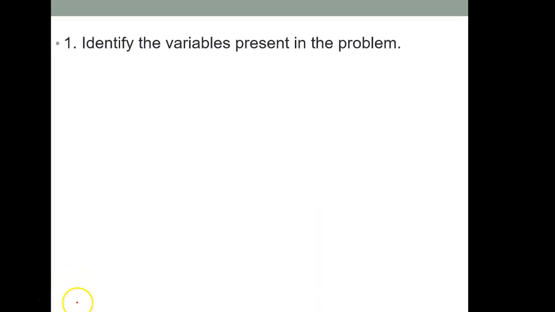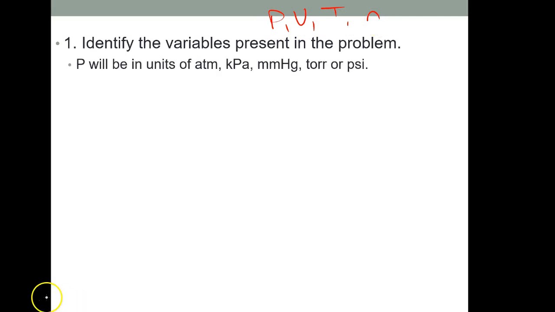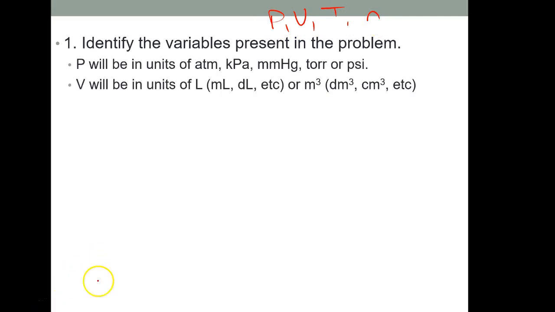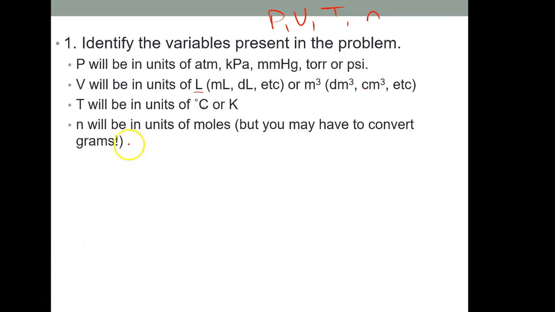Okay, so if I have a problem, first of all, I want to identify what variables are present. Do I have pressure, volume, temperature, or moles? Here are the units that go along with them. Pressure is going to have certain units: ATM, kPa, millimeters of mercury, torr, psi. Volume is going to be in liters, so milliliters, deciliters, hectoliters, or meters cubed, decimeters cubed, centimeters cubed. Temperature is going to be either degrees Celsius or Kelvin. And N is going to be in units of moles, but you might have to convert grams, so you want to watch out for grams too.